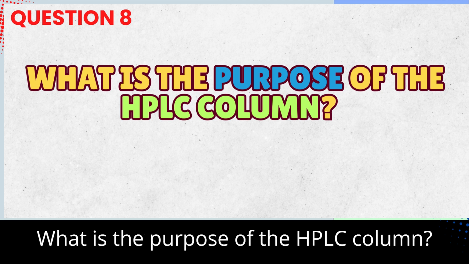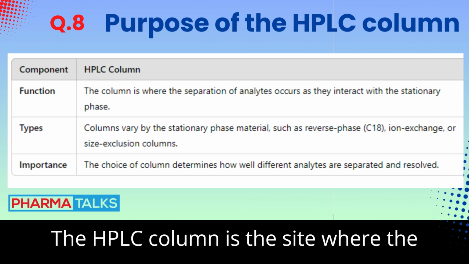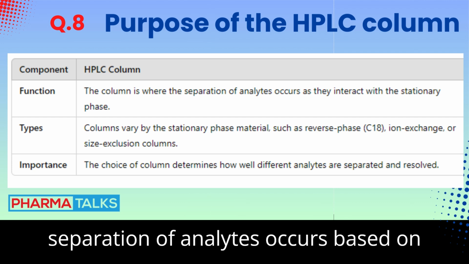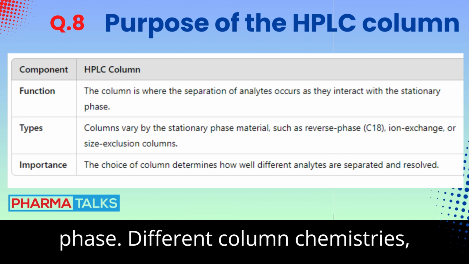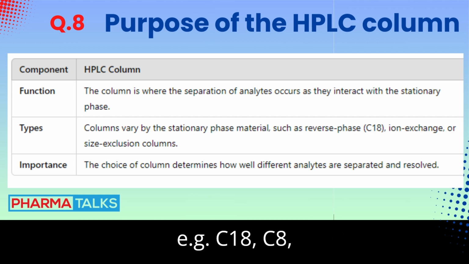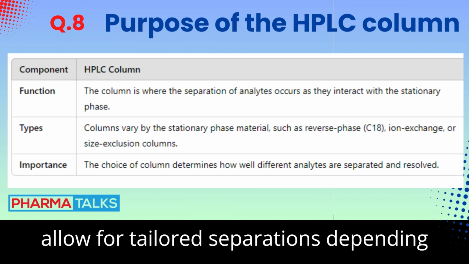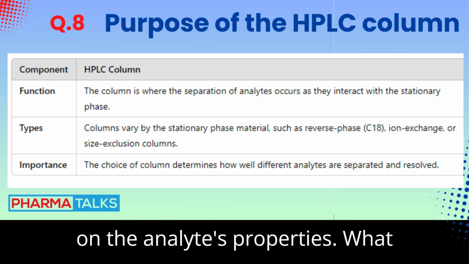Question 8. What is the purpose of the HPLC column? Answer. The HPLC column is the site where the separation of analytes occurs based on their interactions with the stationary phase. Different column chemistries, e.g., C18, C8, allow for tailored separations depending on the analyte's properties.